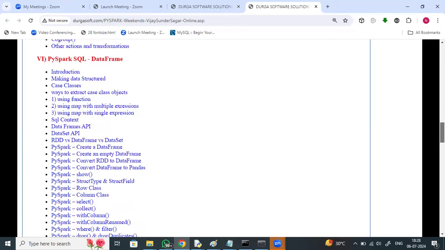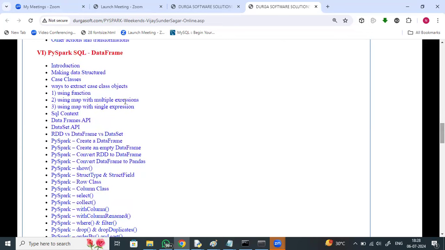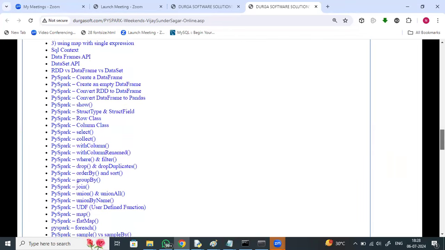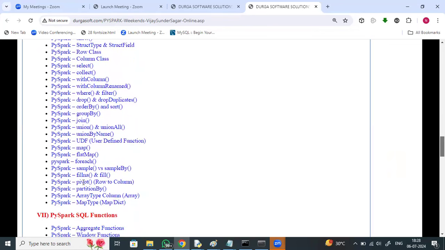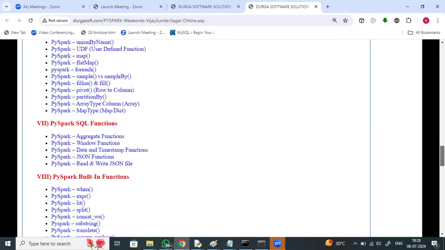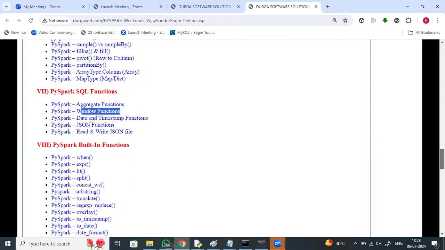PySpark SQL DataFrames, using multiple expressions, single expressions, right? And PySpark creating DataFrame, empty DataFrame to pandas, StructType, StructField, Column class, Row class, select, collect, withColumn, withColumnRenamed, where, dropDuplicates, groupBy, unionAll, foreach, fillna, fill, pivot, partitionBy, ArrayType, right? All this. PySpark SQL functions, aggregate functions, window functions, date and timestamp functions, JSON functions.